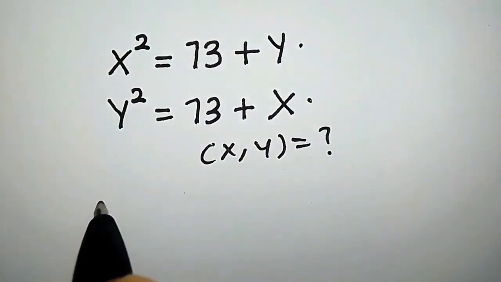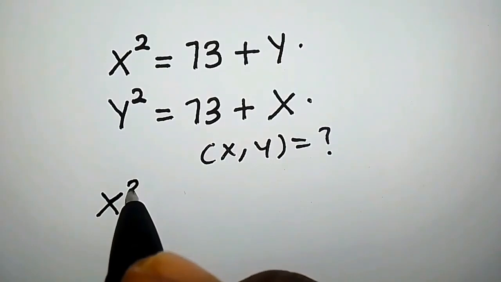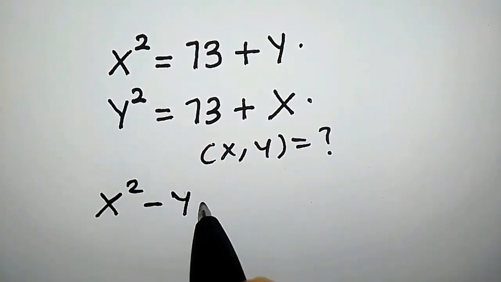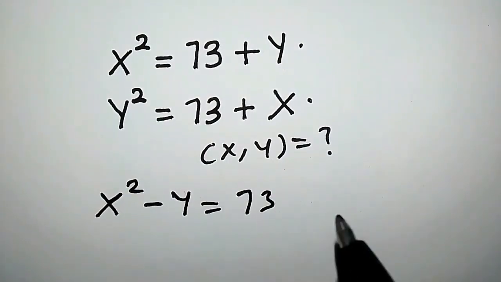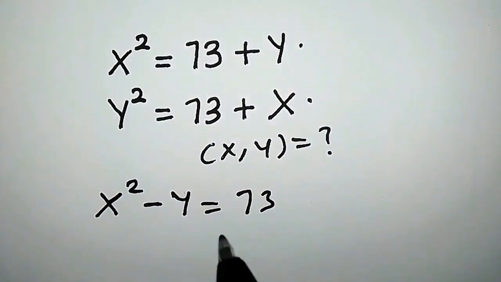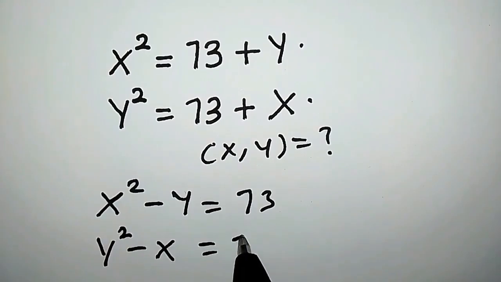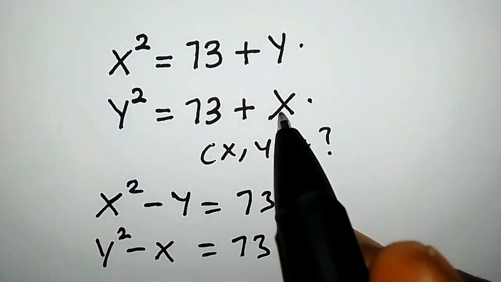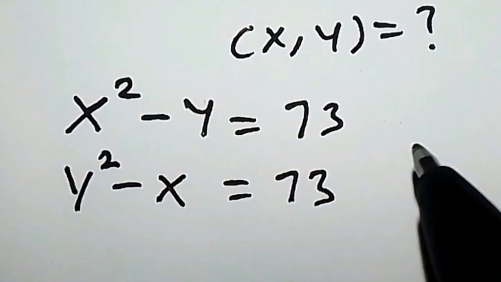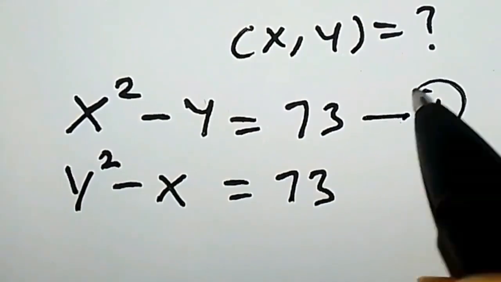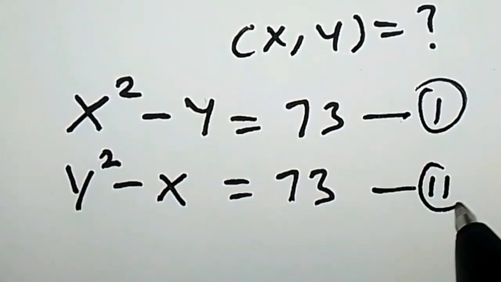Consider this one first. That will be x squared minus y equal to 73 if we move y to the left side. Likewise, this one will be y squared minus x equal to 73 by just moving x to the left side. Let us call this equation 1 and this equation 2.